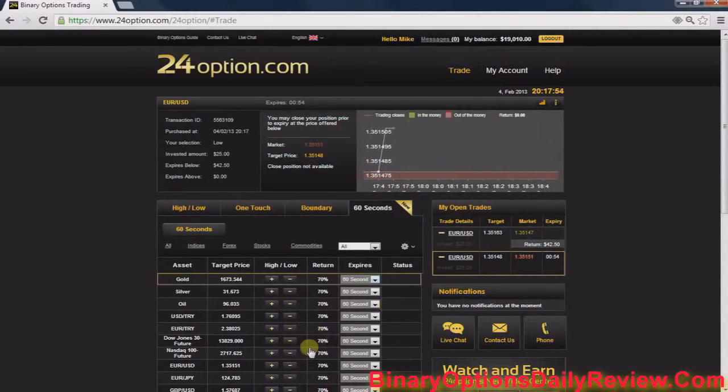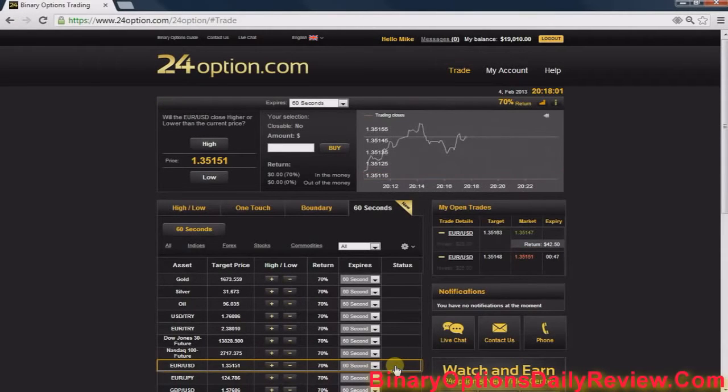Okay, now we're going to get the next investment ready, Euro US dollar. And here we see the status of the previous trade where we won $42.50. This one that we're currently at is 1.35148, 1.35152. Looks like it's hovering around there, but it could change in the next 30 seconds. So we're going to prepare the next trade just in case we lose. That trade is going to be $61.